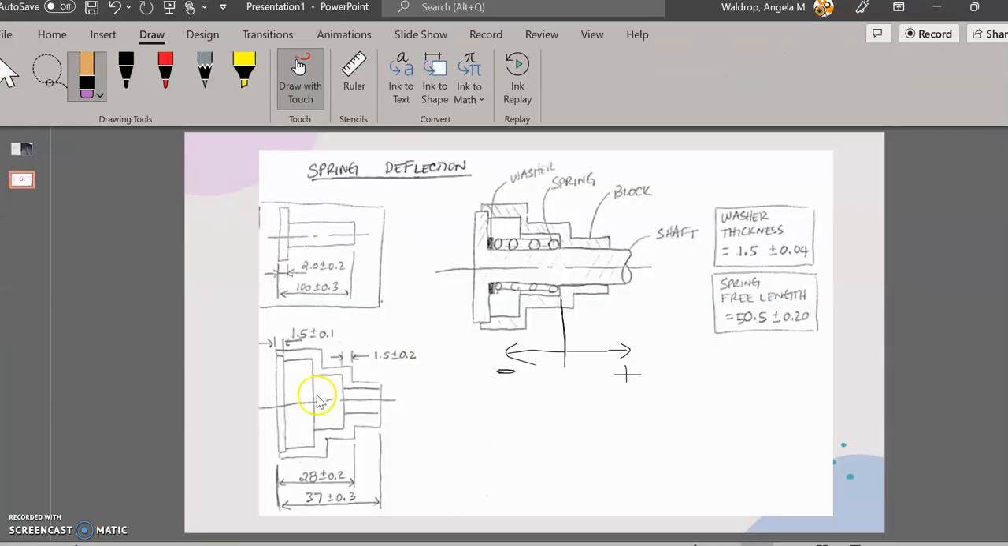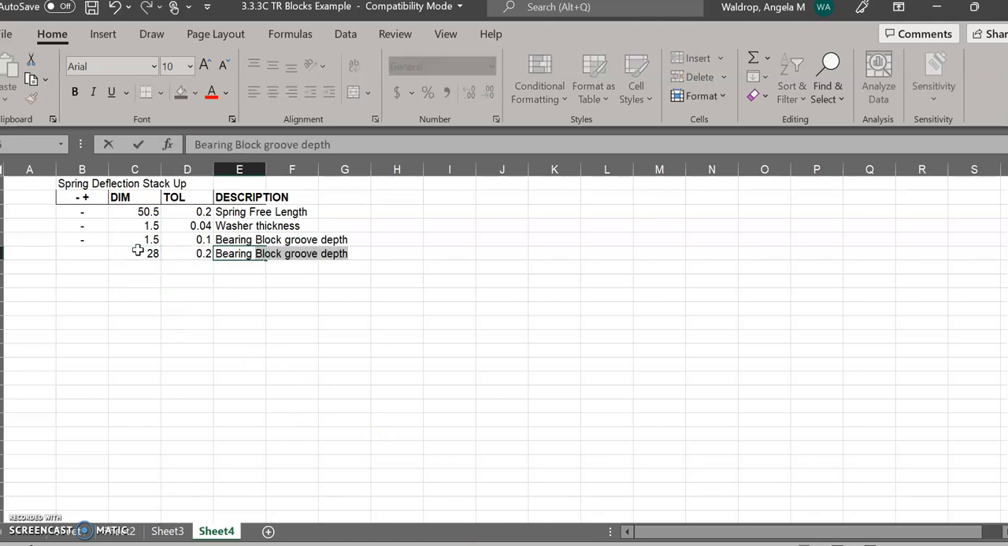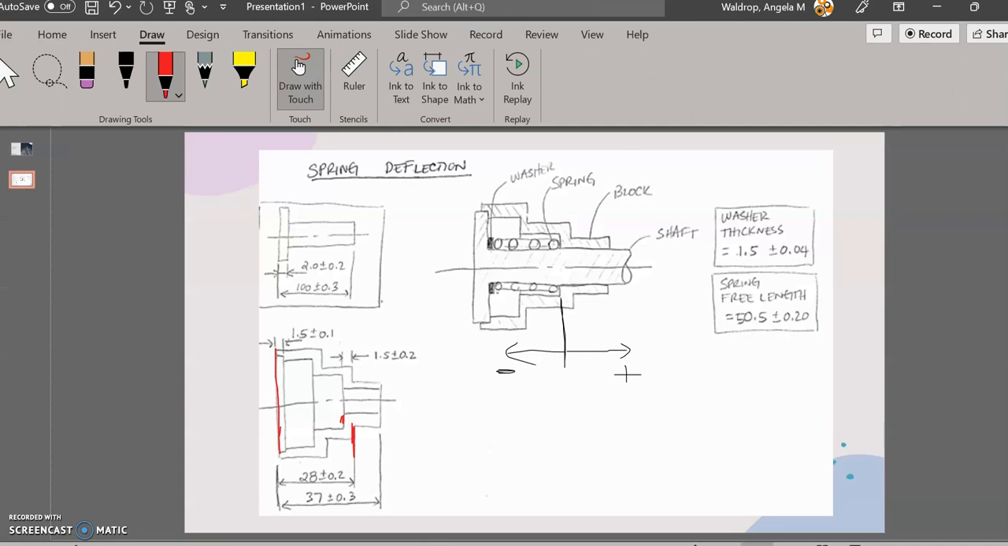Now going back to my picture, if I'm taking a look at my bearing block, I'm now at this edge, and I want to eventually get to this edge, but before I can do that, I have to go to that edge. My dimension from here to there is the 28 plus or minus 0.2. So that is going to be the next dimension in my stack up. And I'm going to say bearing block mid length. Sometimes we have to be creative in the names that we use to describe what they are.